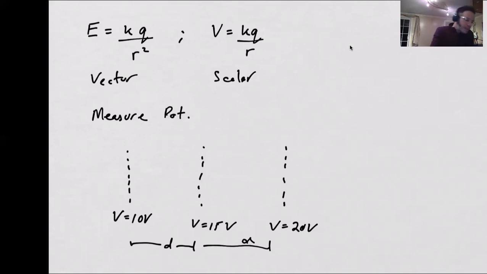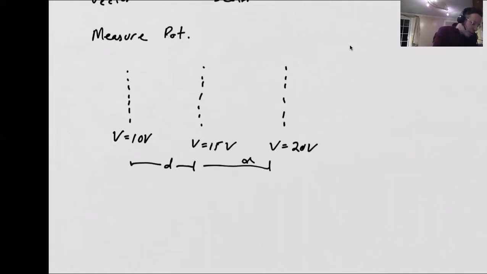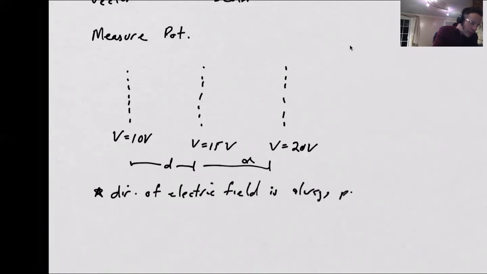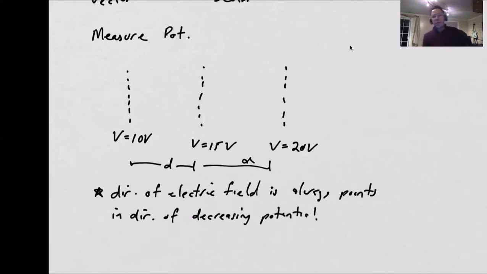But there is a property that says, number one, the direction of electric field always points in the direction of decreasing potential. Now, to get the real reason for this, we need some calculus, but you can get a good, reasonable reason for this, right?